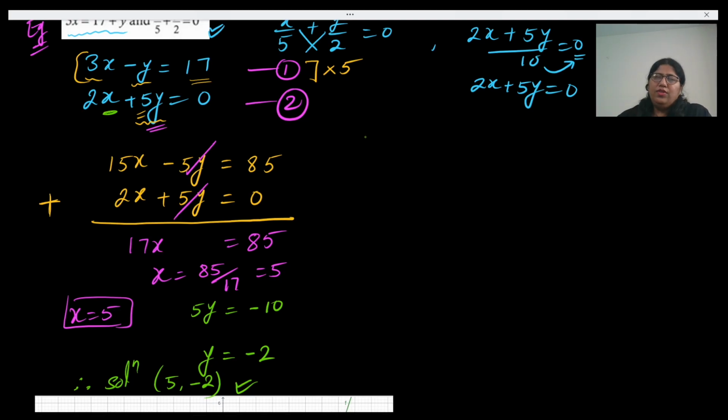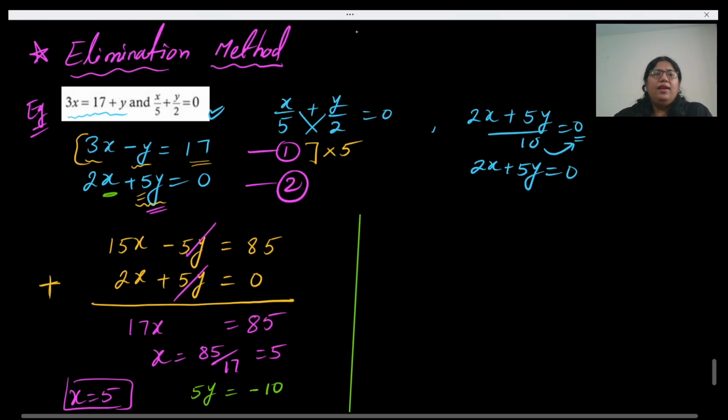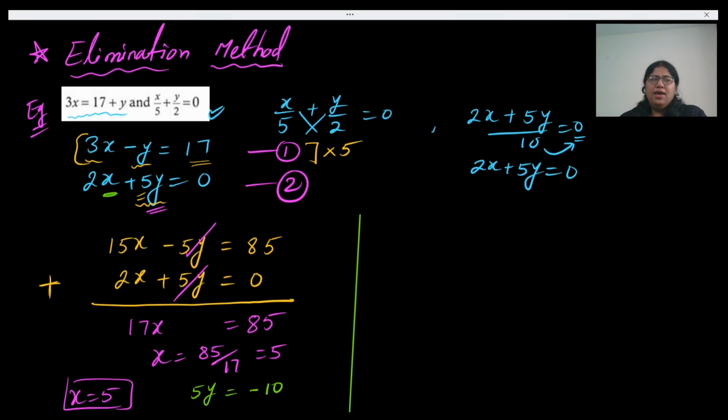Now this is one way, where you are eliminating the variable y. What happens if I want to eliminate the variable x? If I want to eliminate the variable x, you should know both ways, right? So the simplification of the equation is going to be the same. After that, 3x minus y is 17. This is it, right?